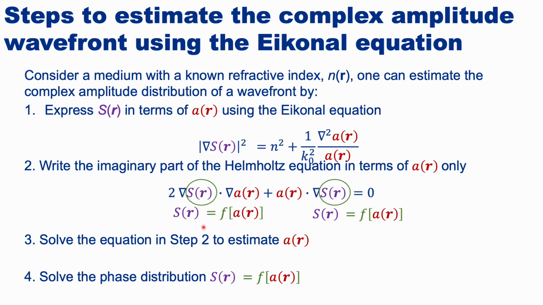So we can solve this equation to estimate the amplitude distribution, and when we know the amplitude distribution, we go back to step 1 where we wrote the phase as a function of the amplitude and we solve for the phase. That's the procedure to estimate the complex amplitude distribution using the Eikonal equation.